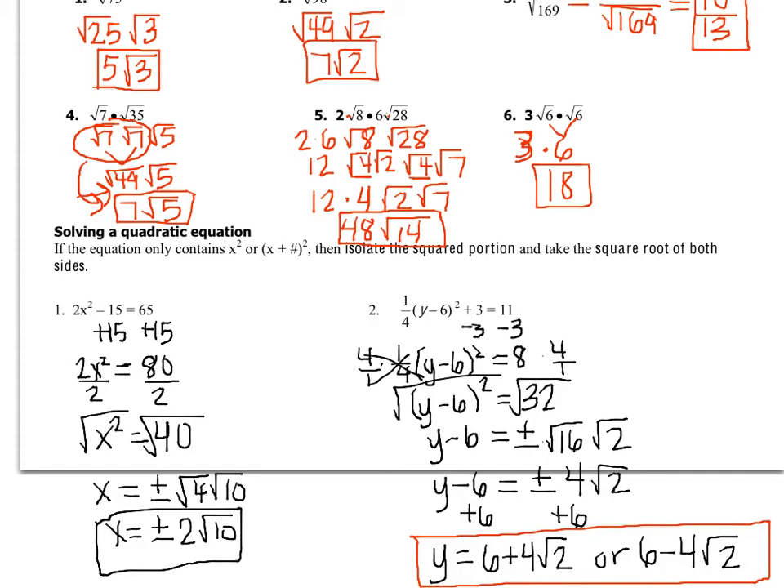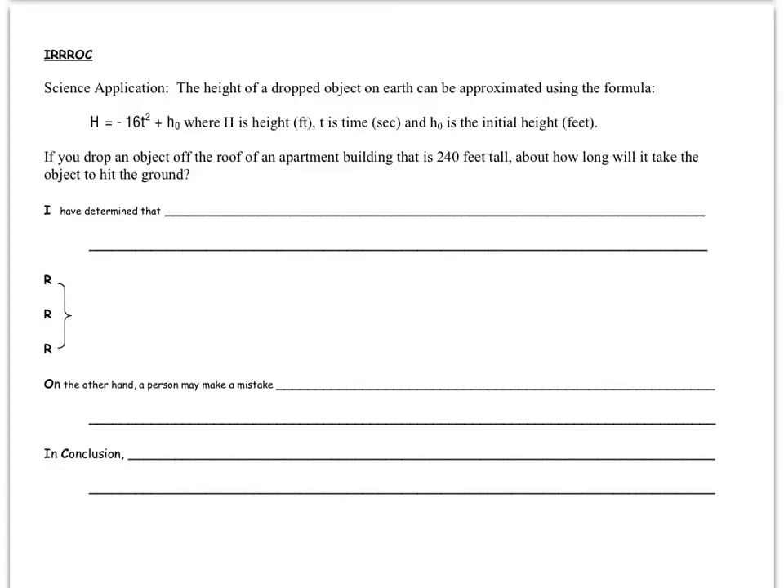All right, let's look at the next page. So we have got an IROC question here. We've got a science application. So the height of a dropped object on Earth can be approximated using this formula. So h equals negative 16t squared plus h sub 0, where h is the height in feet, t is the time in seconds. H sub 0 is the initial height in feet. If you drop an object off the roof of an apartment building that is 240 feet tall, how long will it take the object to hit the ground?